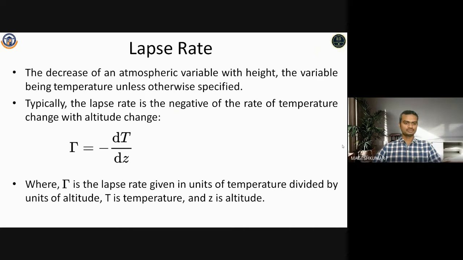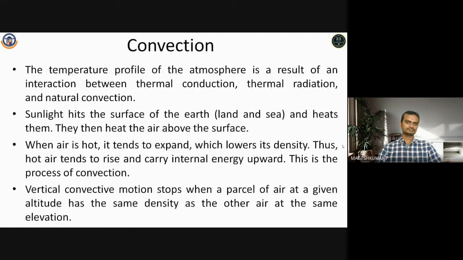And the symbol tau is the lapse rate given in the units of temperature, maybe in the degree Celsius or in the degree Fahrenheit, based on the temperature value you give, and by the units of altitude. T is the temperature and Z is the altitude. So the lapse rate is equal to minus dT by dZ.